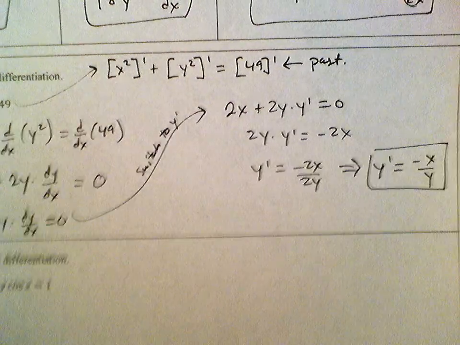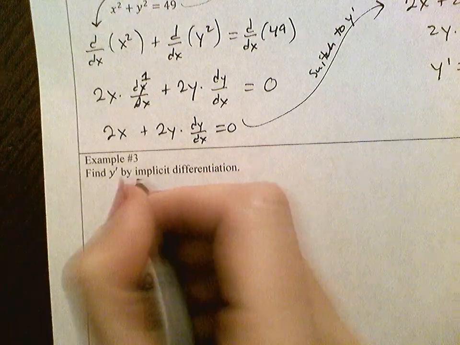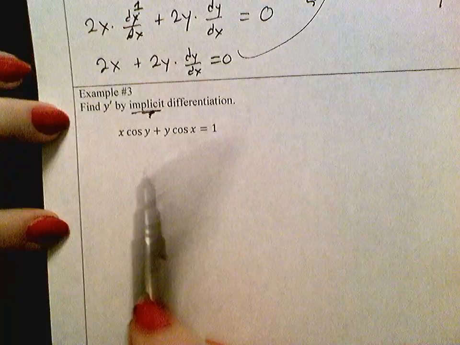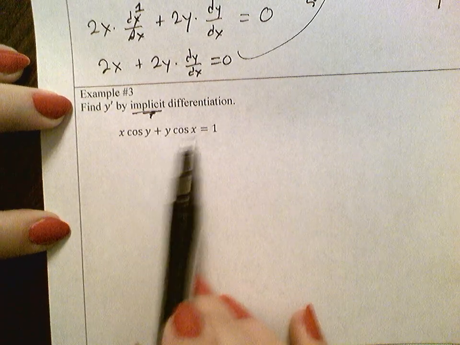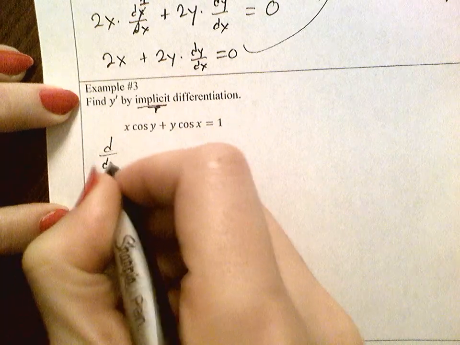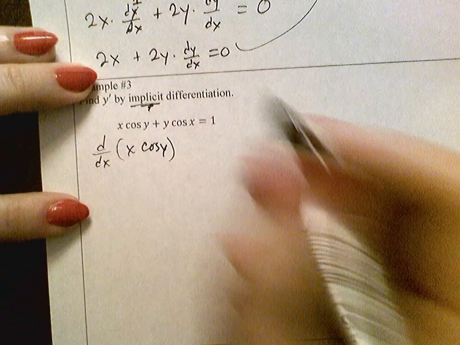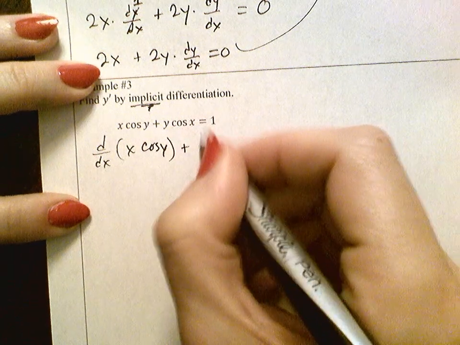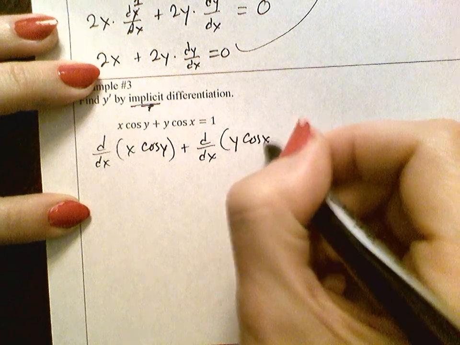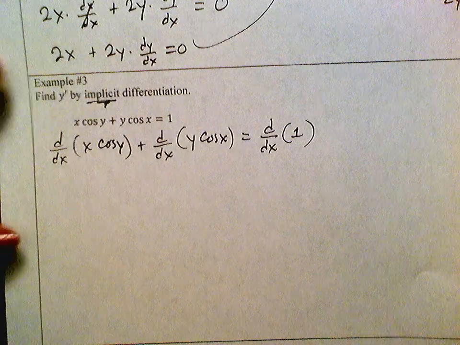Okay, let's do another example. Find y prime by implicit differentiation. Implicit differentiation means I'm going to go d dx on every term. So I've got two terms on the left side of the equation, and then a third term on the right side. So I go like this. You might want to write small here. I ran out of room when I tried to make this video last night. y cosine of x. Okay, so just like this.